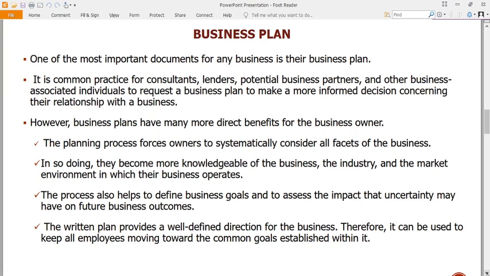As you're writing down your business plan, you're able to go through all the aspects like the industry overview, your projected incomes, how your organization structure will be. So it is the planning process that helps you look at all that. And in so doing, you become more knowledgeable of the industry, of the market. What is your target market? Who are your competitors? Then it helps define goals that you're going to be working at, and it also gives a direction to the business.